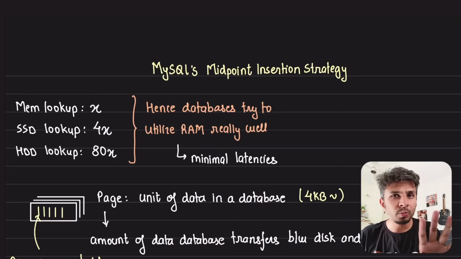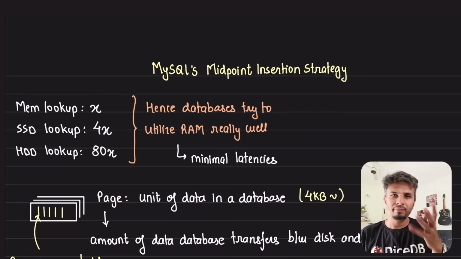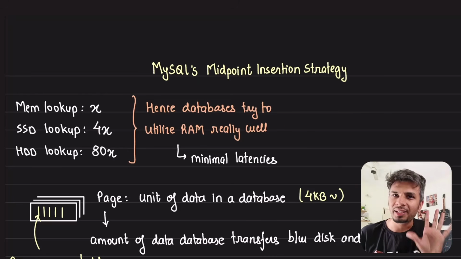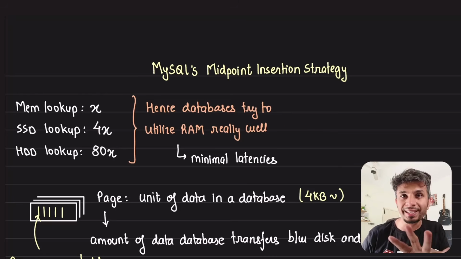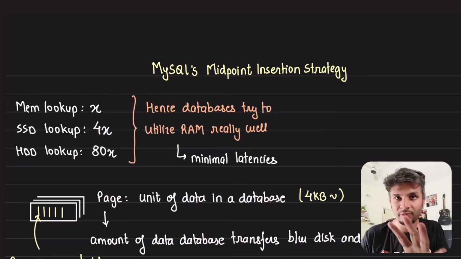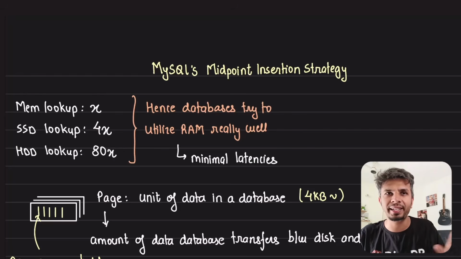MySQL does something super interesting when it comes to full table scan. Hear me out. So we all know RAM is faster than disk, but how much faster? If your memory lookup, or your RAM lookup, takes about X, then your SSD lookup takes 4X and your HDD lookups take 80X, right?